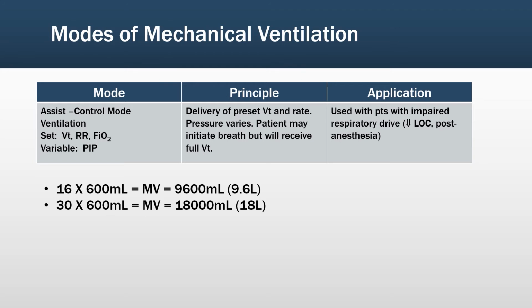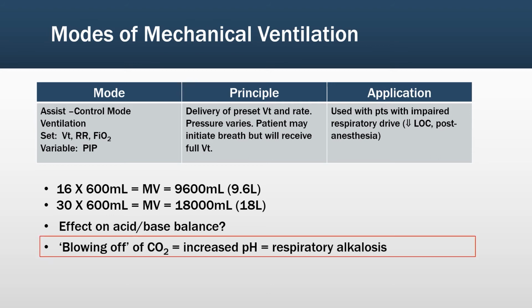Can you think of how this would affect the acid-base balance? Take a moment to pause the presentation and come up with an answer. An increased minute volume could put the patient into a respiratory alkalosis, as the patient will be blowing off carbon dioxide. A low CO2 level leads to an increase in the pH, leading to alkalosis.